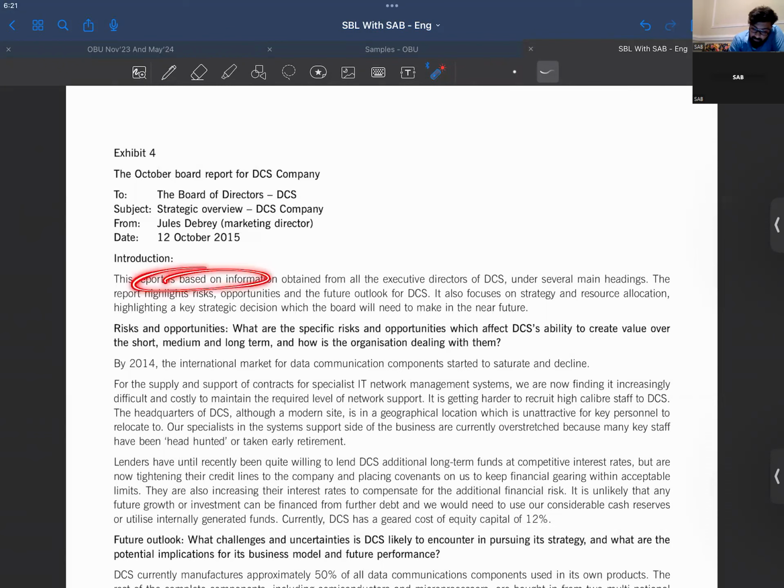This report is based on information obtained from all EDs under several main headings. The report highlights risks, opportunities, and the future outlook of DCS. It also focuses on strategy and resource allocation, highlighting key strategic decisions which the board will need to make in the near future, right? Risk and opportunities. What are the specific risks and opportunities which affect DCS's ability to create value for the short term and long term, and how is the organization dealing with them?